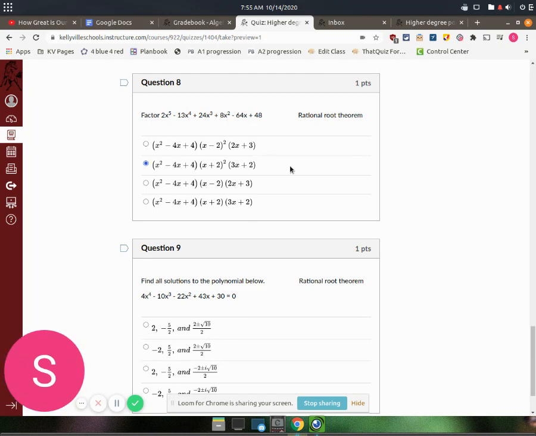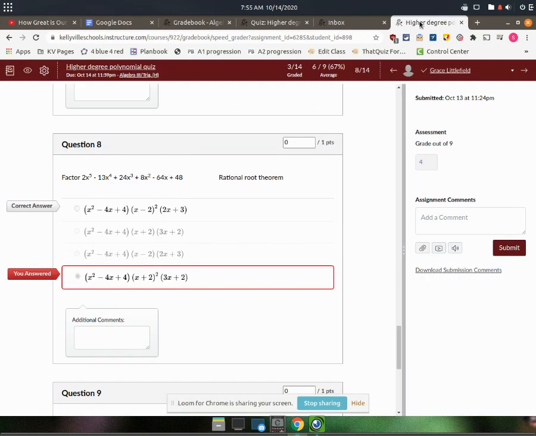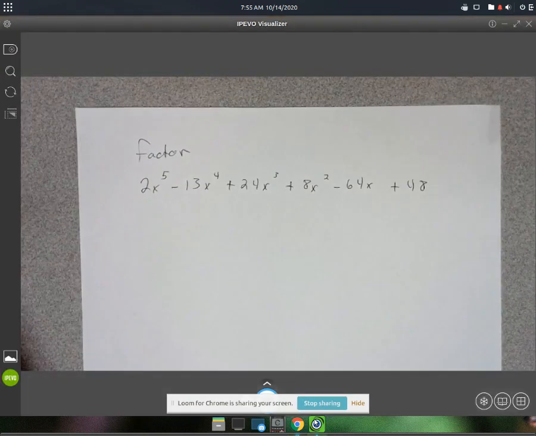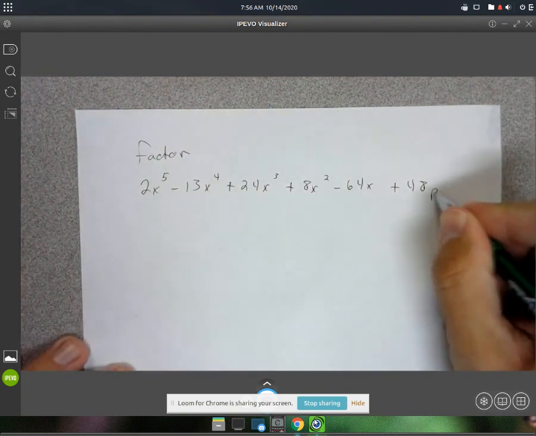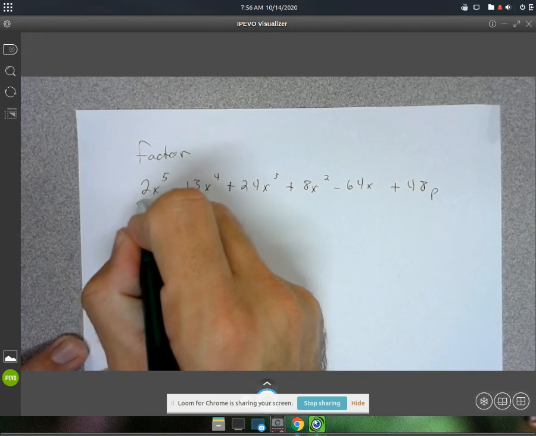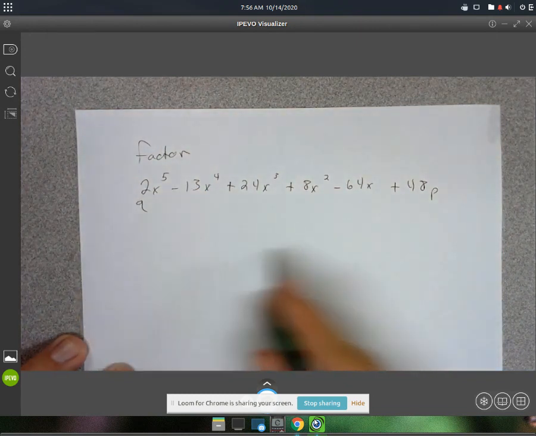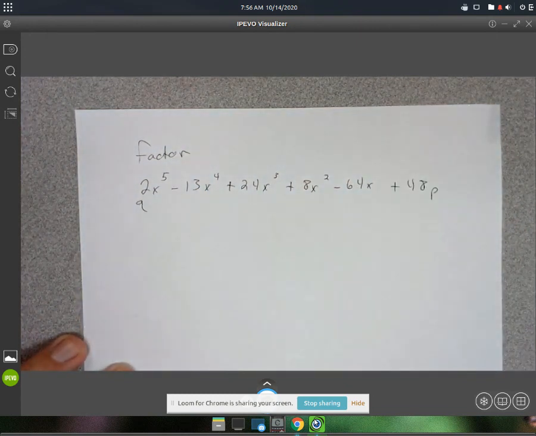All right. So it's got to be one of these top 2 options. What I would do here is make a P over Q list for this. So, the factors of 48 and the factors of 2. And it's going to be a long list because 48 has a ton of factors.